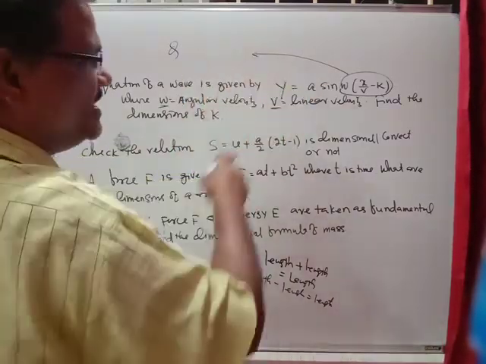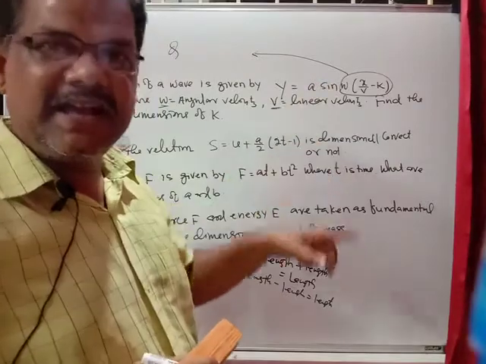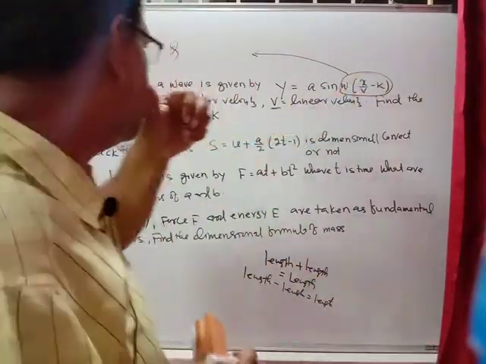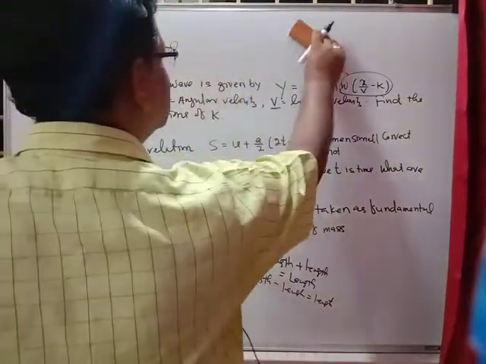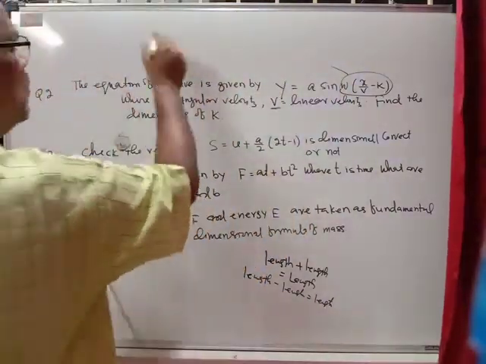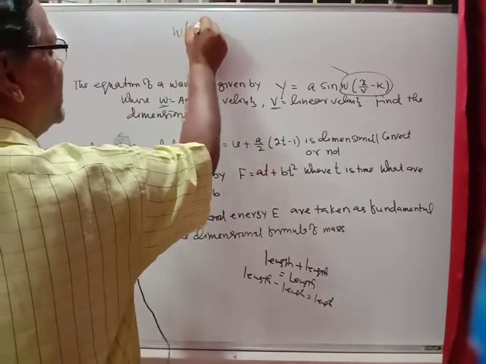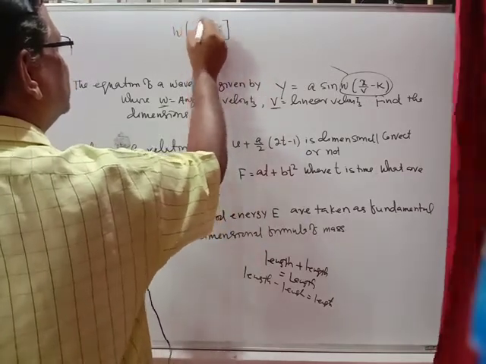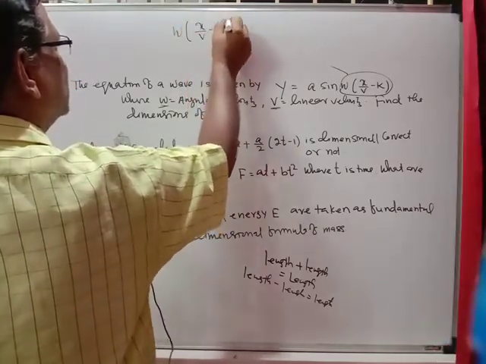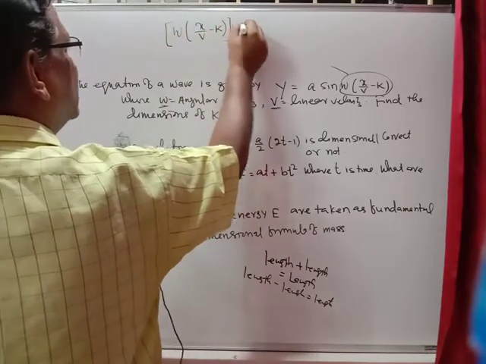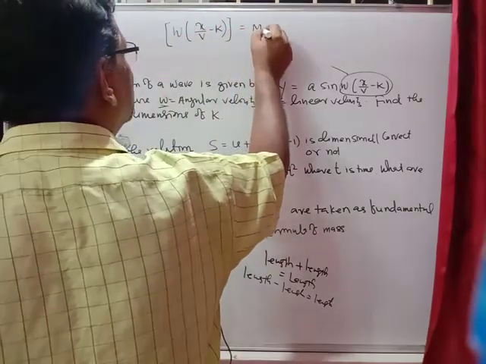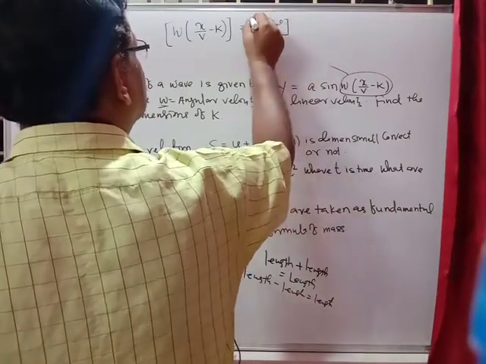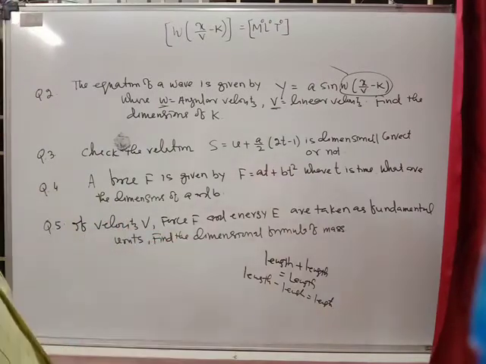If this total term is the angle theta, and angle has no dimension, it is dimensionless, it means the whole term is dimensionless. Which one is dimensionless? The whole term, omega bracketed x upon v minus k. The total term is dimensionless, M naught L naught T naught, because the angle is dimensionless.